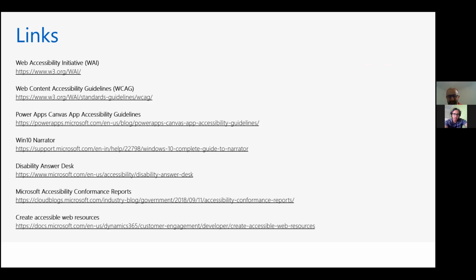There is another question Ryan has asked: what can we do to increase accessibility support in our communities? Stefano, I think you can address this. What can we do to increase accessibility support in our communities? That's a good question, Ryan.